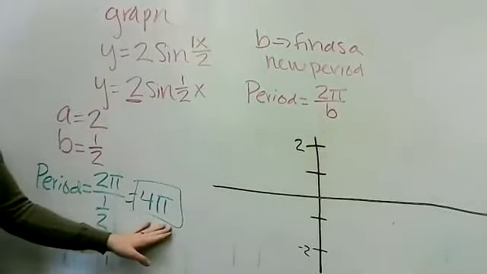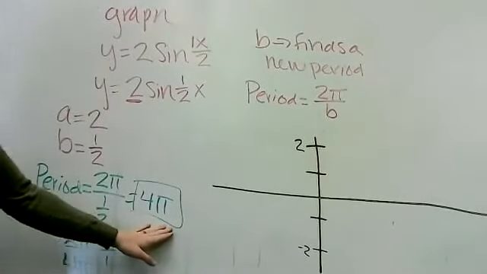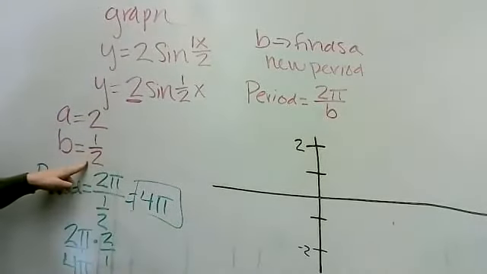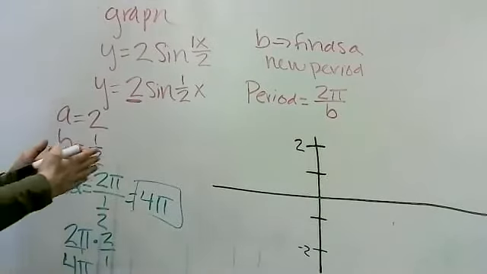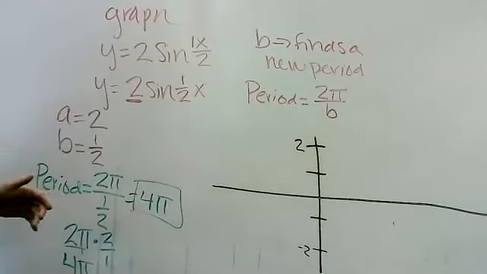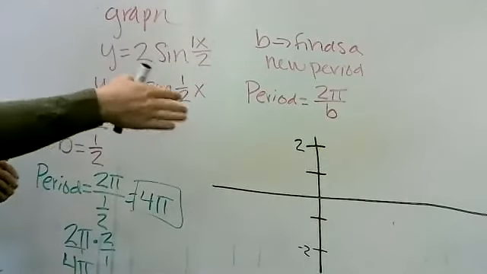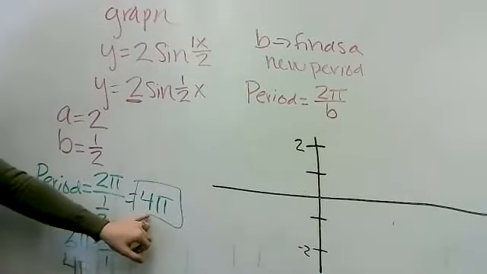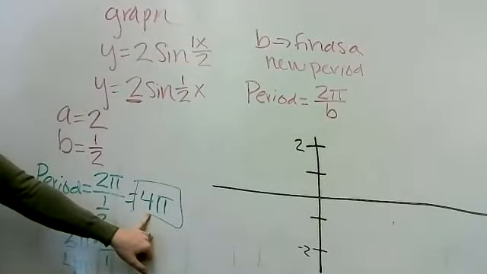Now we have to deal with the period length though. Okay, so what happens is because we had a b value that was between 0 and 1, this is actually going to stretch it out. A smaller b value makes this function even longer than it usually is. So our normal period is 2 pi, our new period is 4 pi.